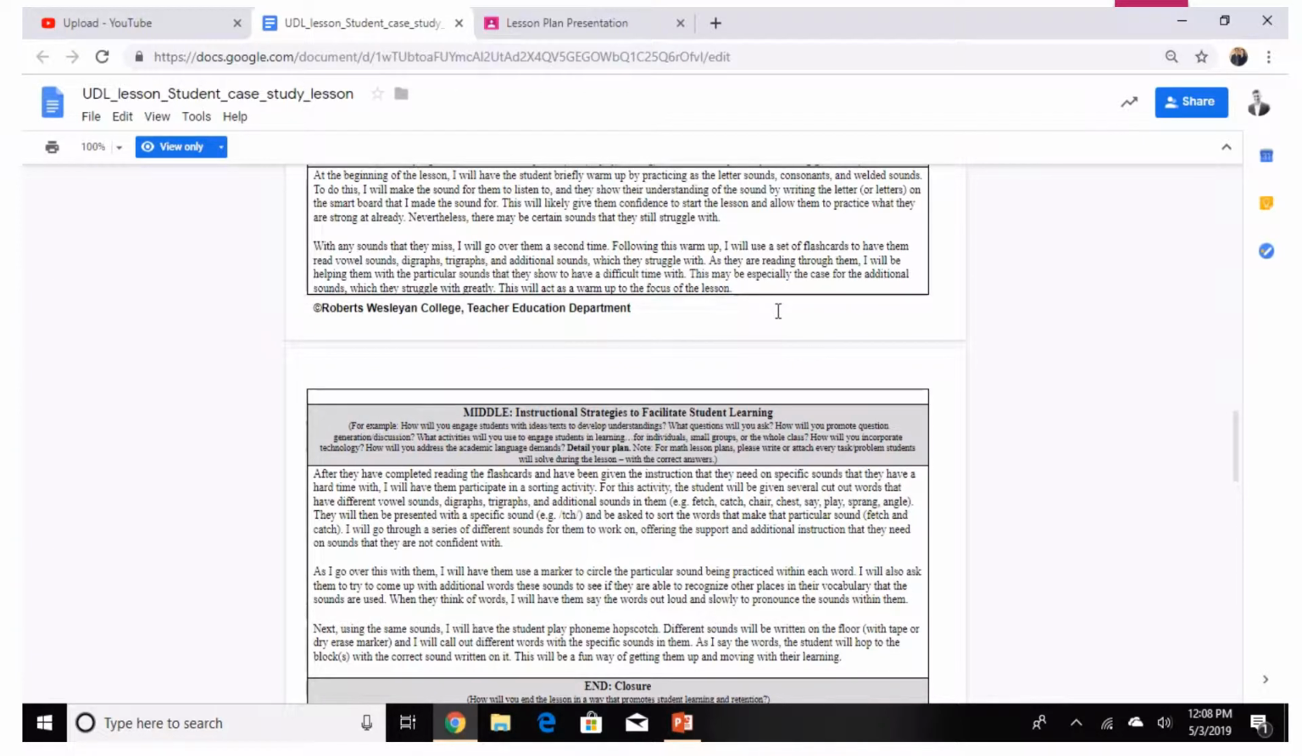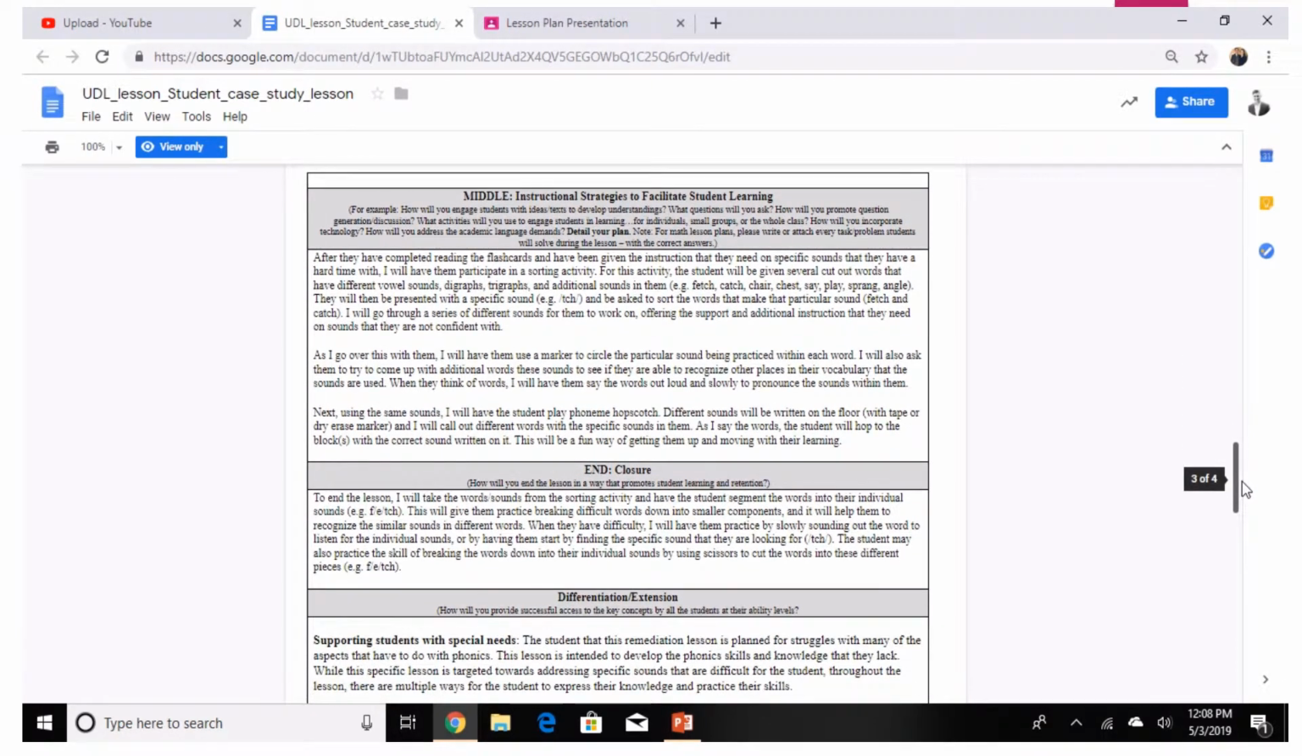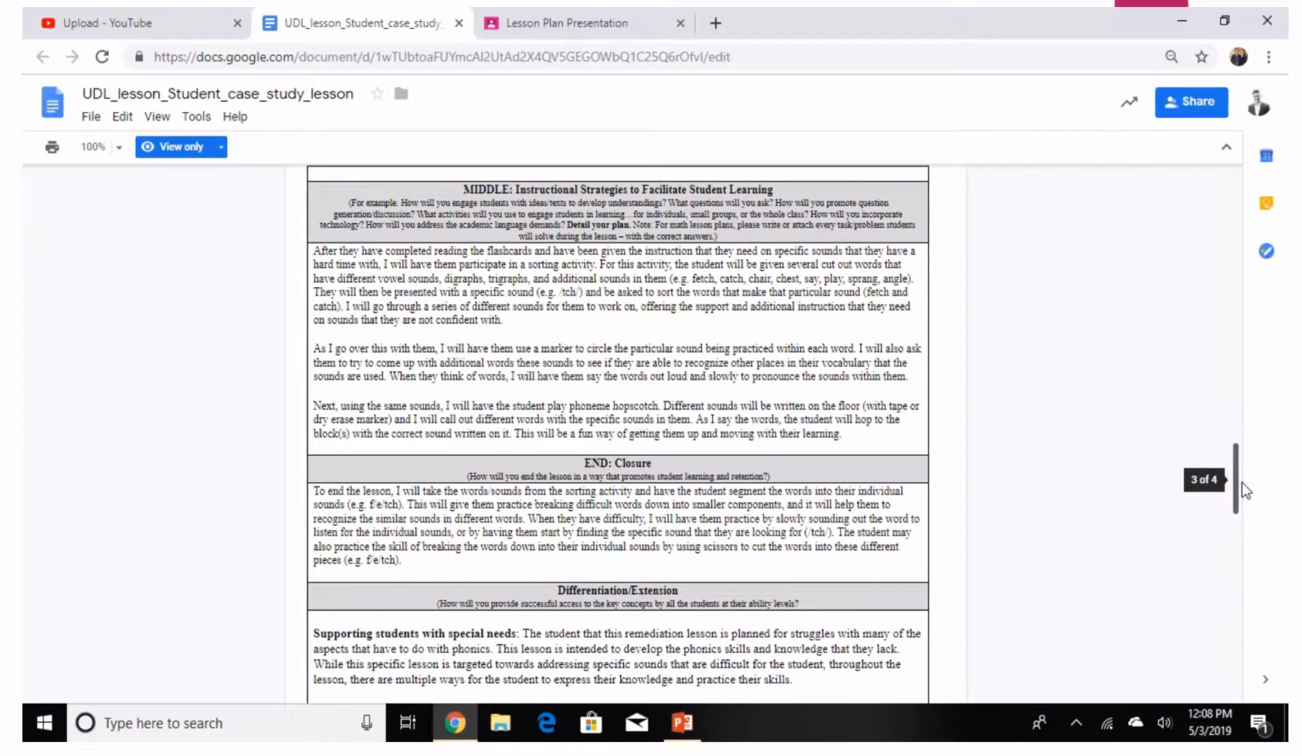So this is a part in the lesson where he most likely won't do as well, and will be mainly where I give him the assistance and the scaffolding that he needs. So pointing out what specific sounds are made by each of the flashcards that he struggles with and giving him the support that he needs. So after this, the next activity that I have for him is a sorting activity.